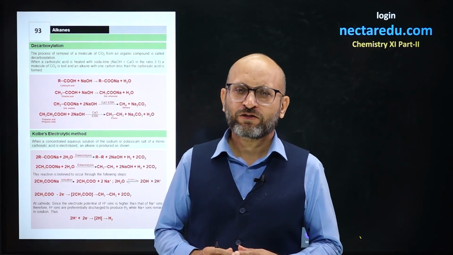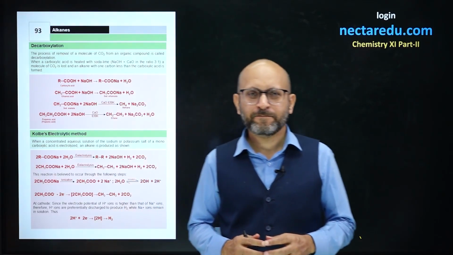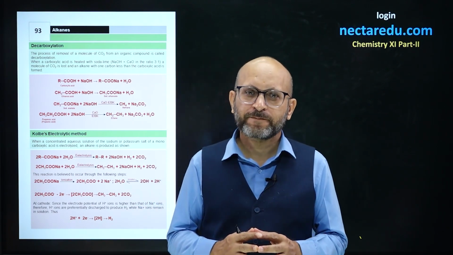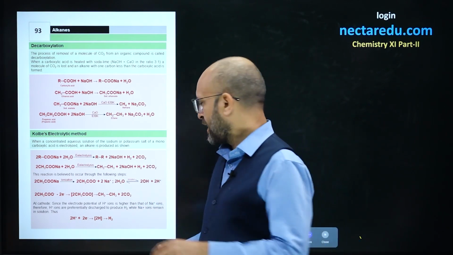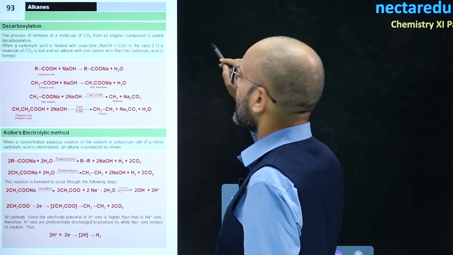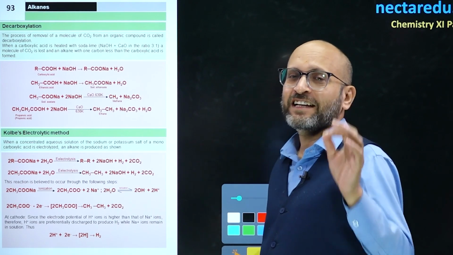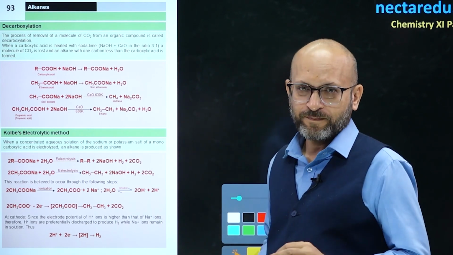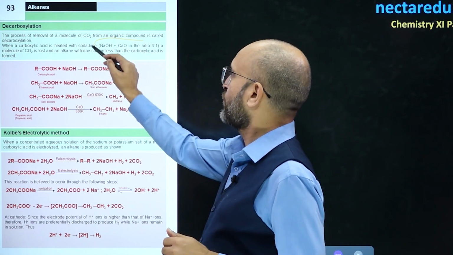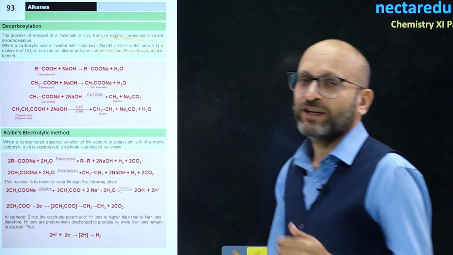The next few methods of preparation of alkanes are decarboxylation and Kolbe electrolysis. Decarboxylation happens in the presence of soda lime. Soda lime is a mixture of NaOH and calcium oxide in a 3:1 ratio. If you take NaOH plus calcium oxide, it is known as soda lime.